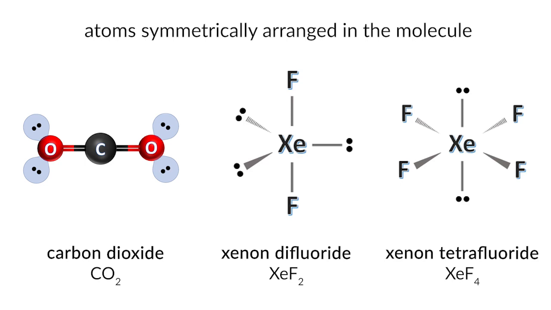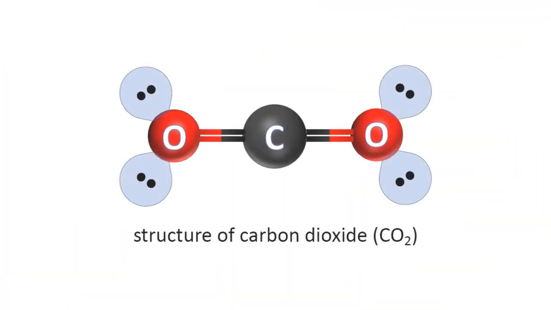For example, carbon dioxide, which has one central atom, carbon. Xenon difluoride also has one central atom, xenon. And xenon tetrafluoride, also xenon as the central atom. For molecules made of three or more atoms, the arrangement of the atoms and the bonds relative to one another is important in determining the polarity of molecules. That can be illustrated in this example.